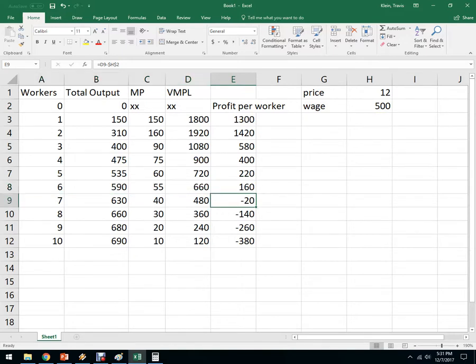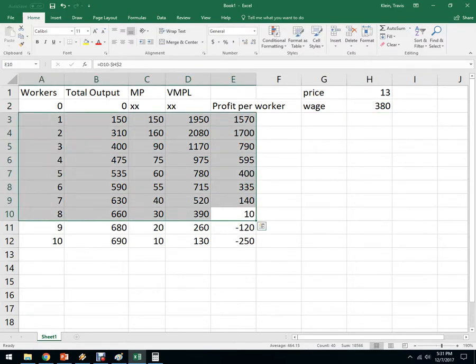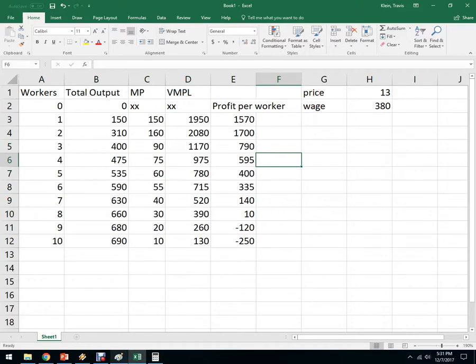I'm still not going to hire that seventh worker. I could ask myself, what price do I need in order to hire the seventh worker? And it'd be right around $13 to hire that seventh worker. Now, if the wage goes down to $400, what happens here? Well, I'm not going to hire an additional worker, but if I can do $380, then I can hire that eighth worker, right? So this is a pretty cool tool here.